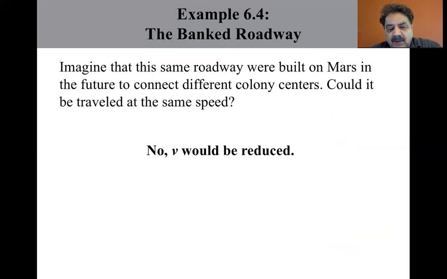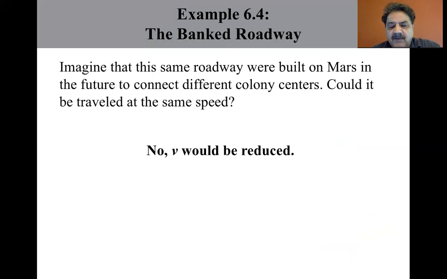The reduced normal force results in a smaller component of the normal force toward the center of the circle. This smaller component would not be sufficient to provide the centripetal acceleration associated with the original speed. The centripetal acceleration must be reduced, which can be done by reducing the speed v.